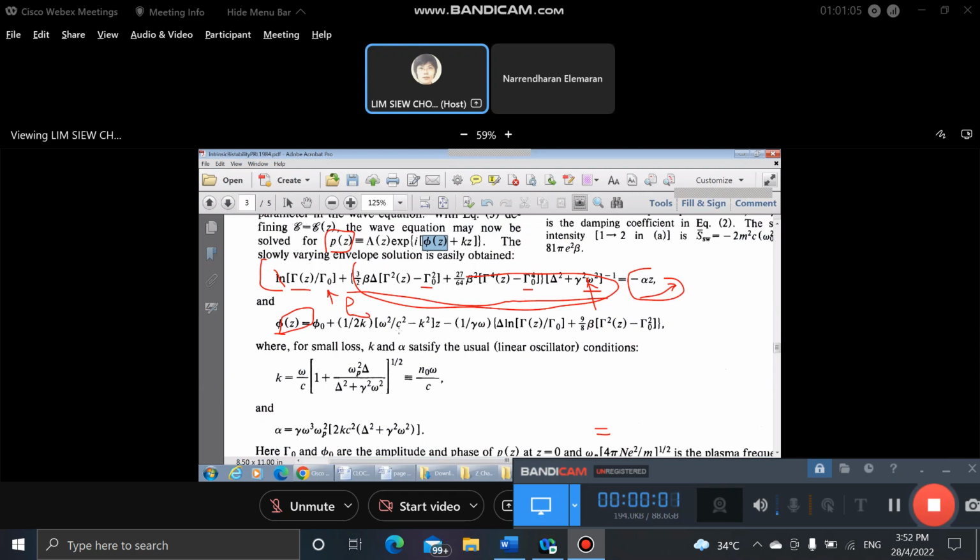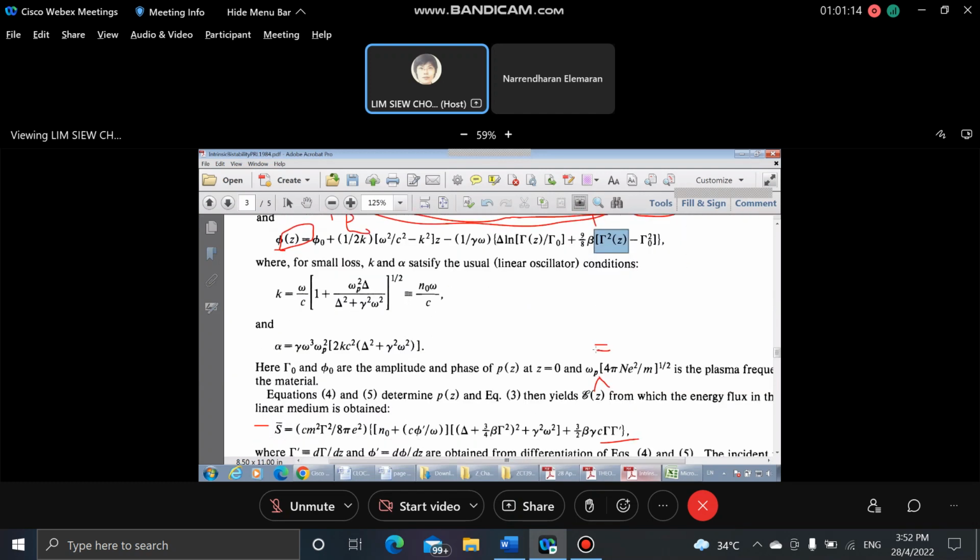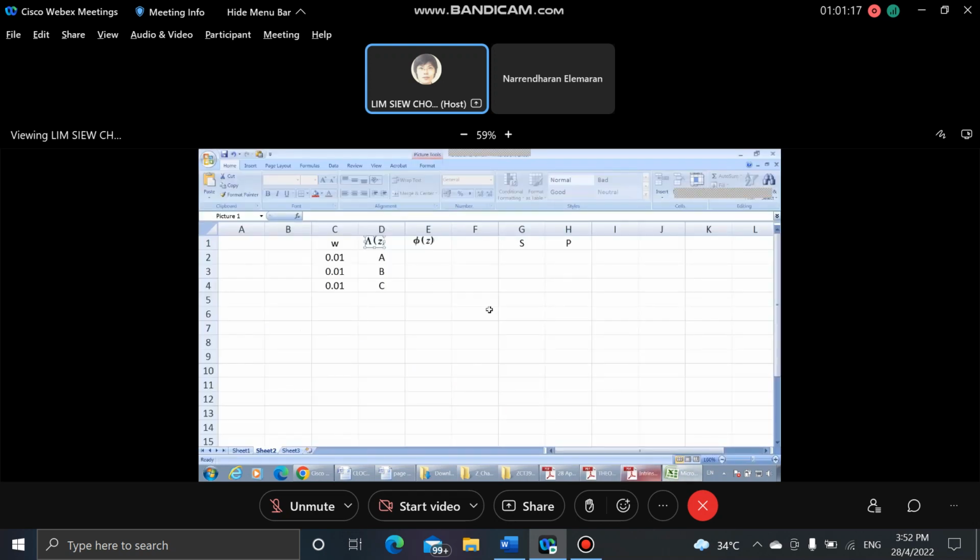z depends on this omega and also this gamma z, right? Then after this, you can use this calculated value. Okay, and then the s. The s depends on omega and lambda, right? The s here depends on this and this. So this value and this value will give you this value.